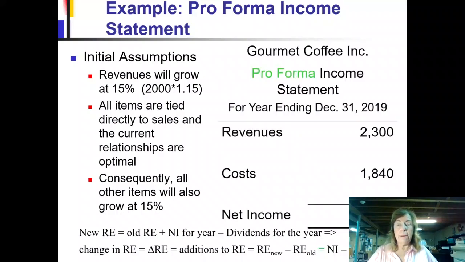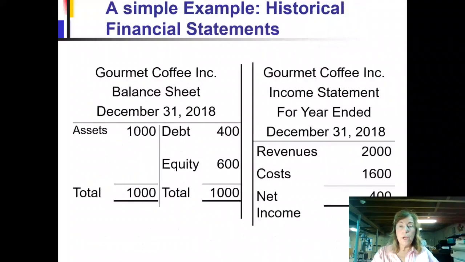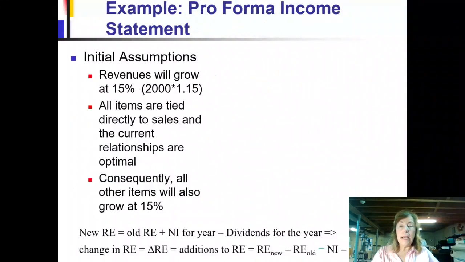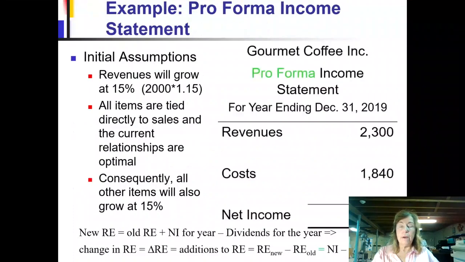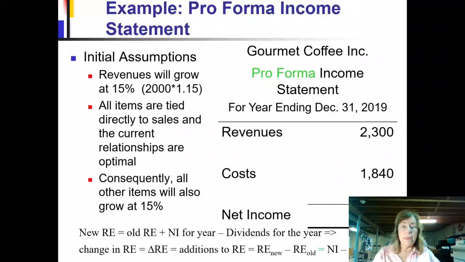So the change in retained earnings is net income for the year minus dividends paid out. So here is our example for the year ending December 31st, 2019. Net income will be 460, and then we'll use that to decide how we're going to have our dividends paid. Now notice that our equity before was 600. Now we have said we've got net income of 460. I said our equity is only going to grow 15%, that's 90. Well, I've got 460. That means we're going to have to figure out what our dividends will be.